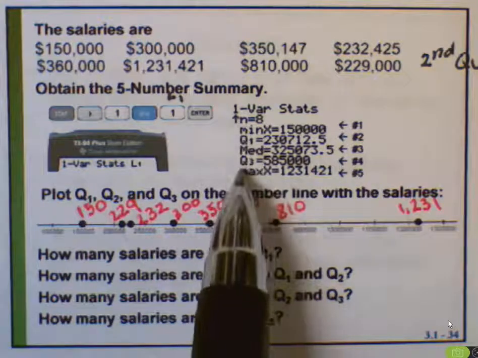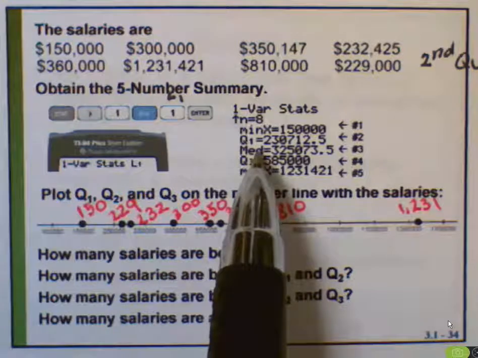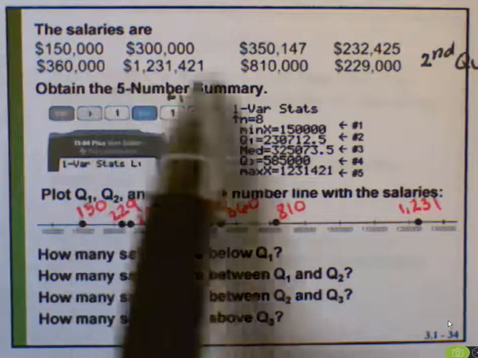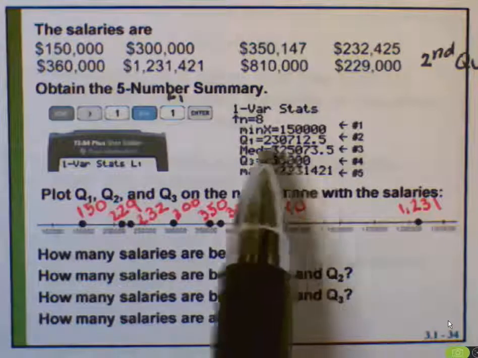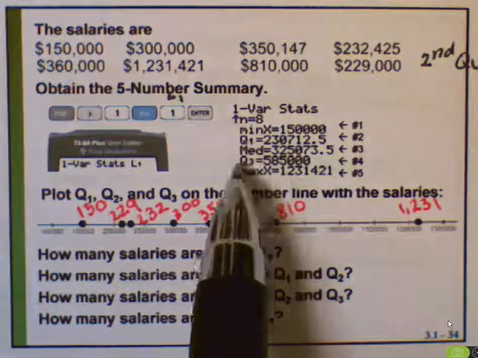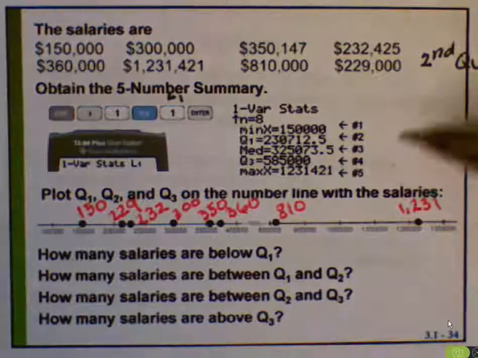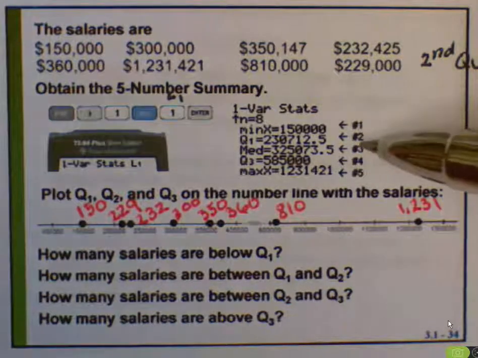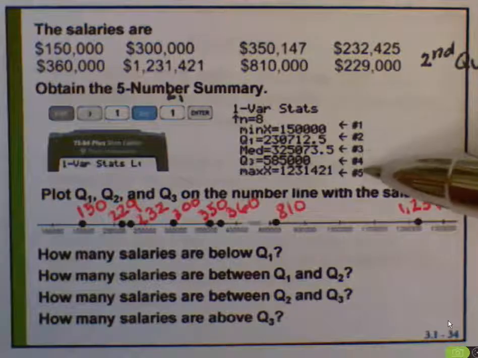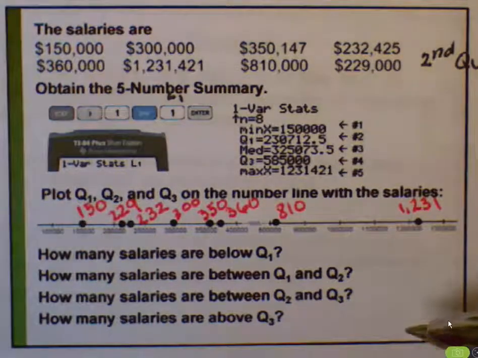So min and max I could have gotten on my own very easily. Median, I could have just listed all of the salaries in order, picked the middle one, but the calculator has found for me the first and third quartile. So that's my 5-number summary right here. The min, first quartile, median, third quartile, and then the maximum.